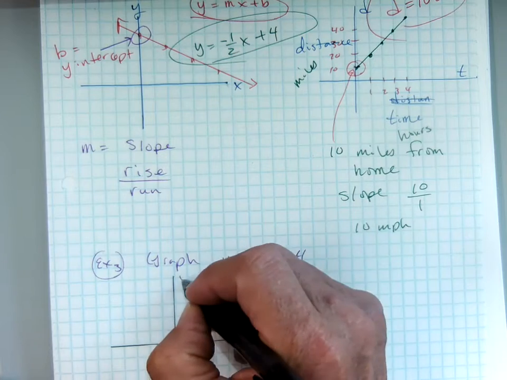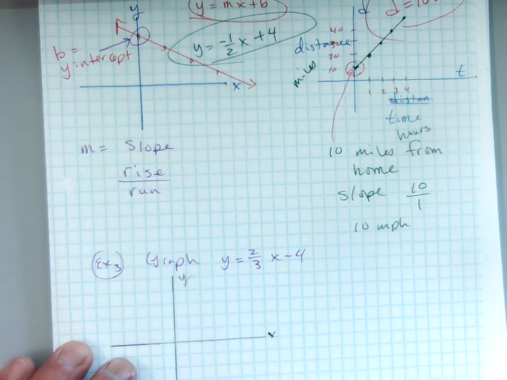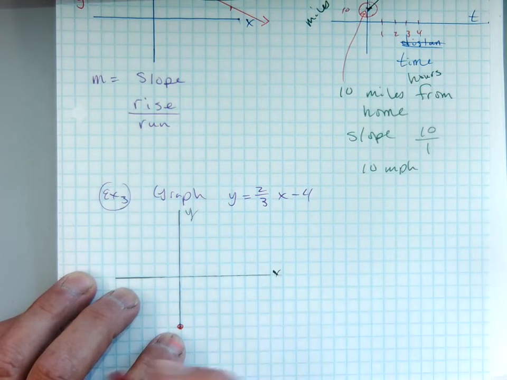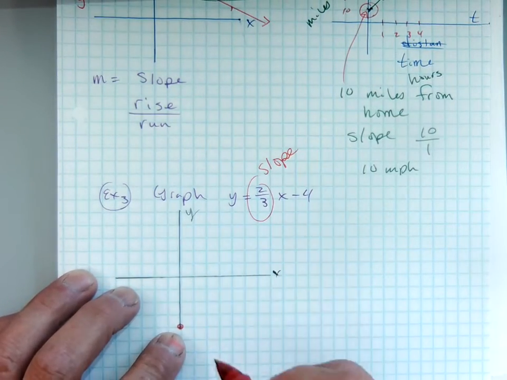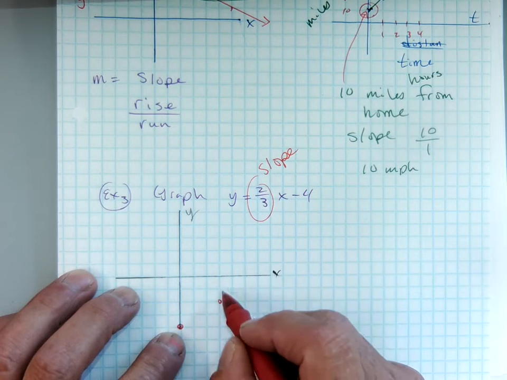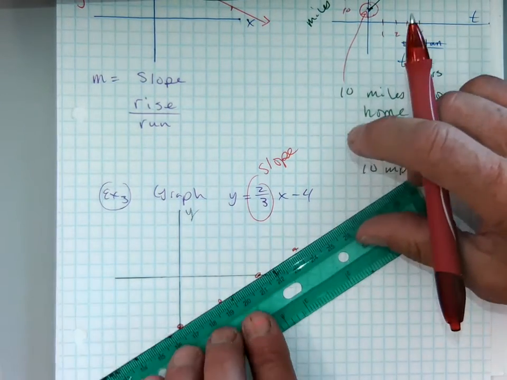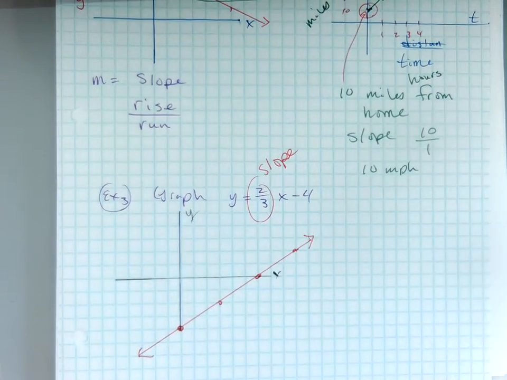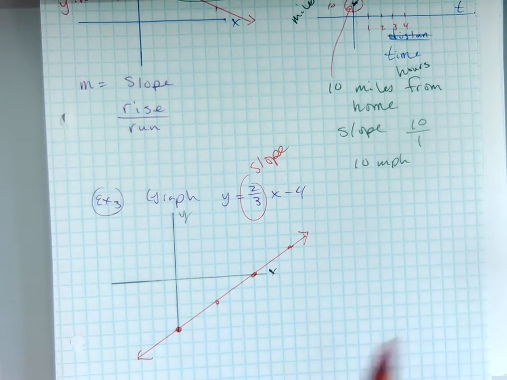X and y axis. My y-intercept is at -4. Boom, right there. Slope of 2/3, up 2 over 3, up 2 over 3, up 2 over 3. Draw it in. Okay. How am I doing? I'll wait for you.